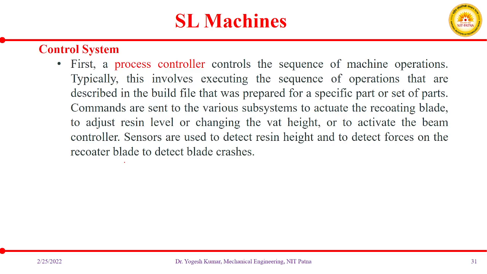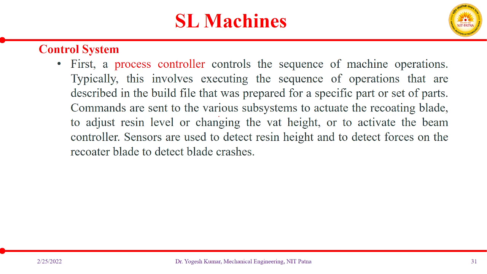Then the last one is your control system. In the control system, a process controller controls the sequence of machine operations. Typically, this involves executing the sequence of operations that are described in the build file that was prepared for a specific part or set of parts.